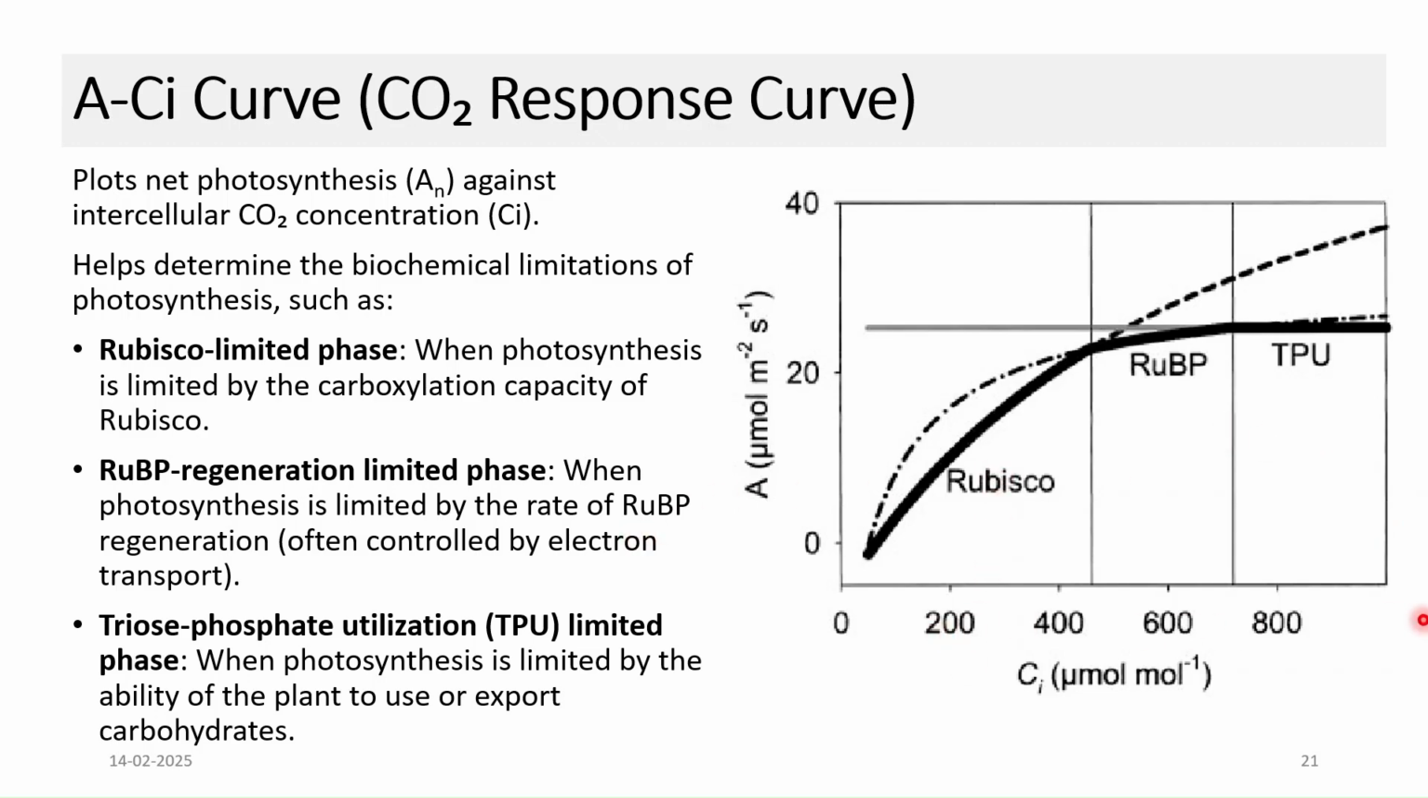ACI curves can be plotted, and when we do measurements using various instruments that are capable of measuring photosynthetic rate, we are able to get actual plots of ACI curves, from which we can understand which phase is limiting in the case of photosynthesis.